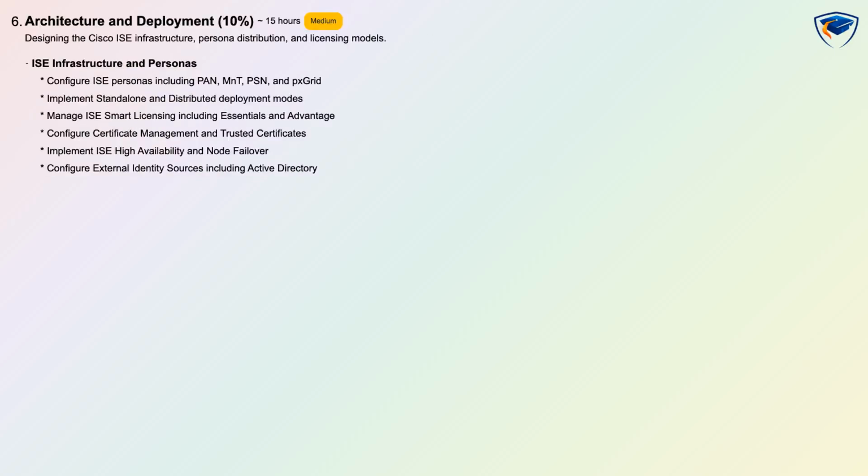The Architecture and Deployment domain accounts for 10% of the exam weightage and deals with designing the Cisco ISE infrastructure, persona distribution, and licensing models. You'll need to understand how to configure ISE personas, implement standalone and distributed deployment modes, manage ISE smart licensing, and configure certificate management and trusted certificates.